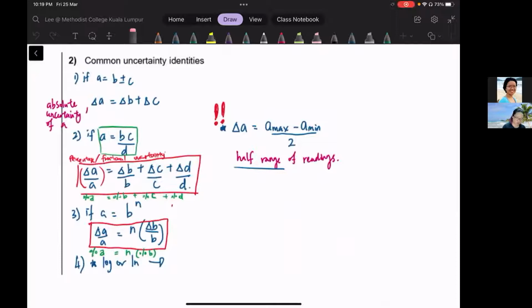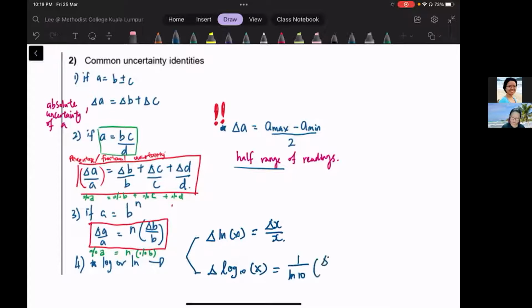And then if it's for log or ln, we're going to use the identity that uncertainty in ln x is equal to uncertainty in x over x. Uncertainty in log base 10 of x will be 1 over ln 10 times uncertainty in x over x. The derivation is recorded in the formal playlist. If you're interested in the derivation, it's just some calculus, or just memorize the law, or even better, use the min max method.